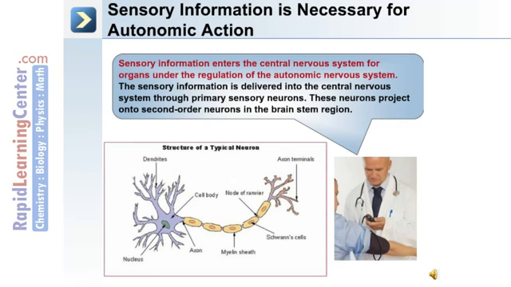Sensory information is necessary for autonomic action. Sensory information enters the central nervous system for organs under the regulation of the autonomic nervous system. The sensory information is delivered into the CNS through primary sensory neurons. These neurons project onto second-order neurons in the brainstem region.